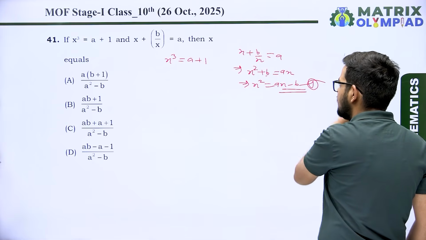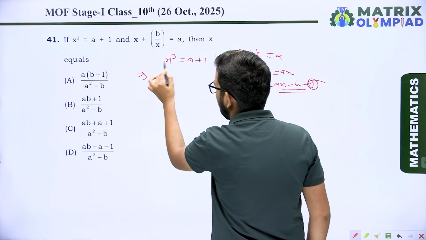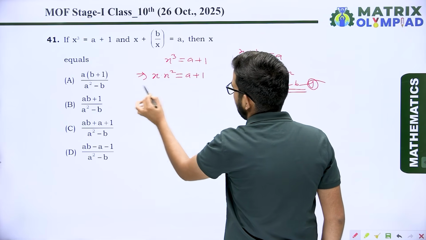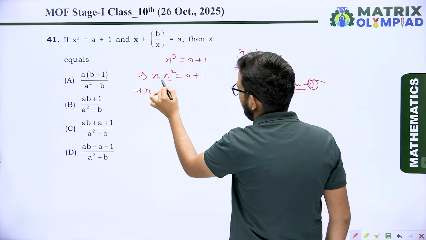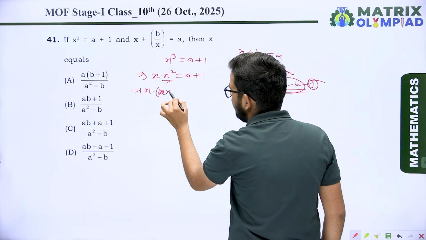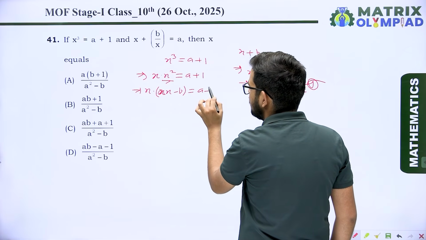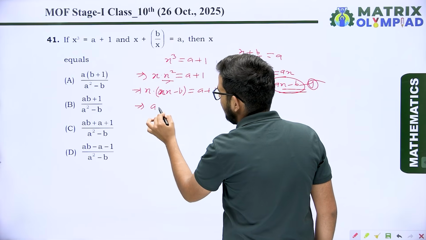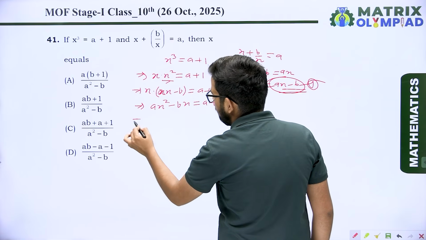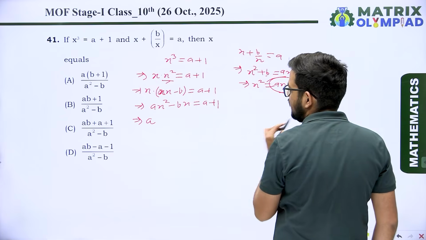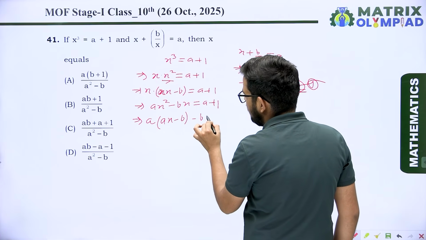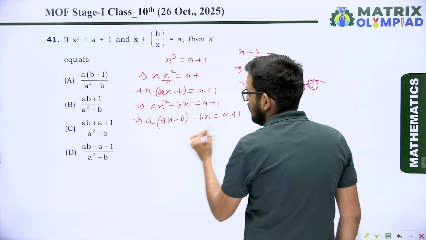Mark this as equation 1, and you can write x cube as x into x square equals a plus 1. So put the value of x square, that is ax minus b. Ax minus b equals a plus 1. So you will have ax square minus bx equals a plus 1. Again put the value of x square equals ax minus b. So a into ax minus b, minus bx, equals a plus 1.